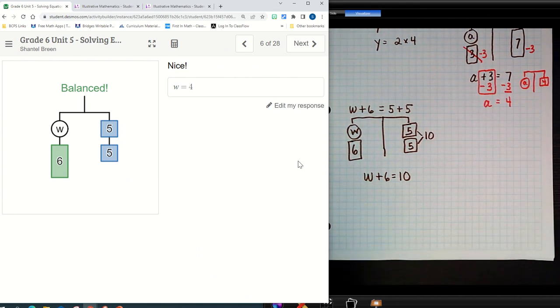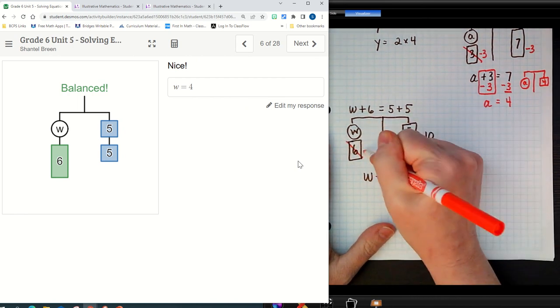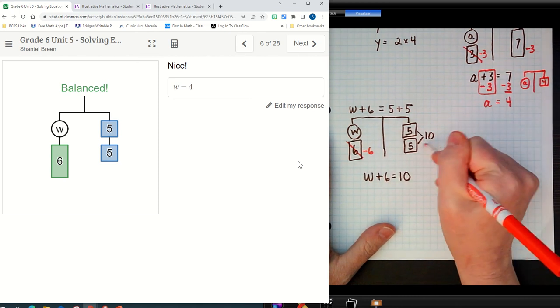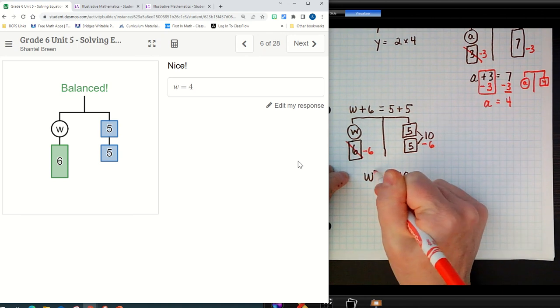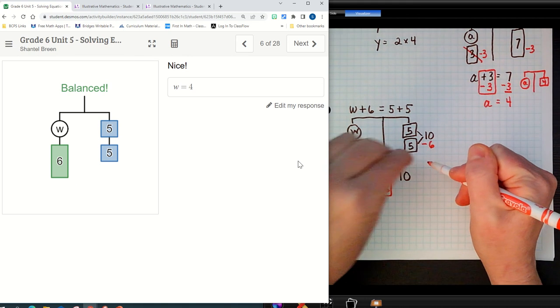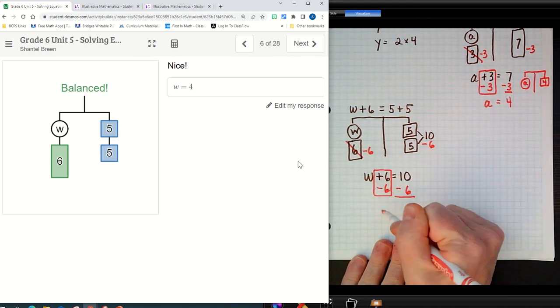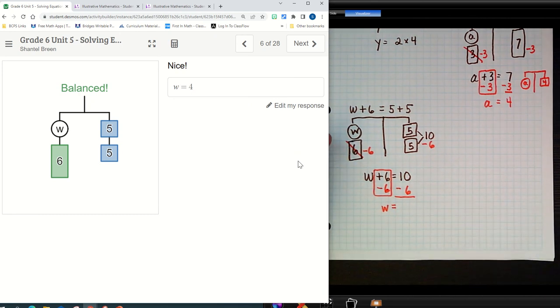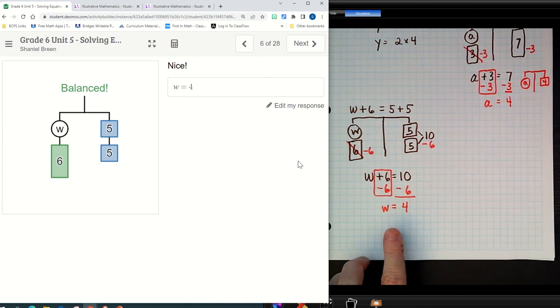All right, so again, you probably are saying, Miss Breen, I know what W is, but let's do the math. Let's prove it. Let's take 6 away from both sides of my equation. I'm just taking away the 6 off of the scale. Again, there's that 0. He's gone. We took him off the scale. But in order to keep it balanced, I have to take 6 away from this side as well. What I have left is a W, which is what I want. I want my W by itself so I can figure out how much it weighs. And over here I have 4. So we can conclude that W equals 4.